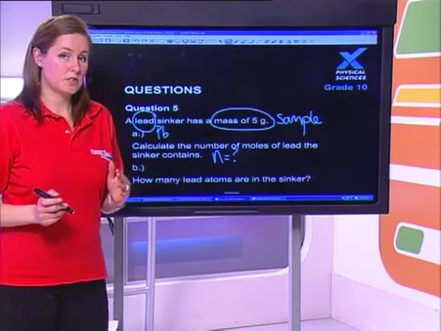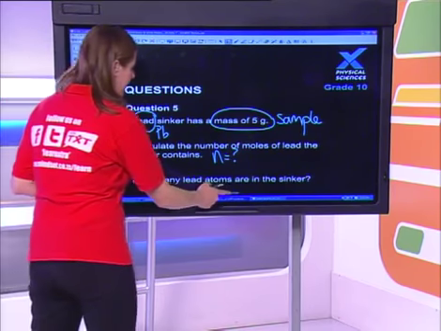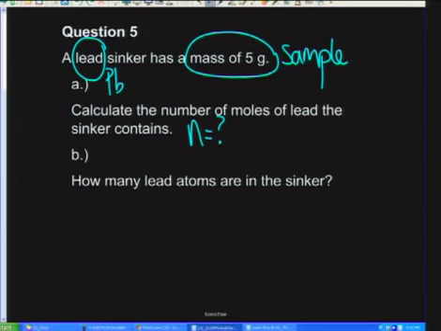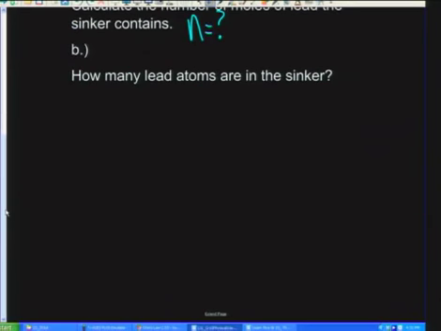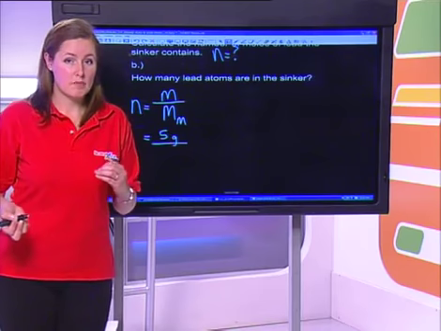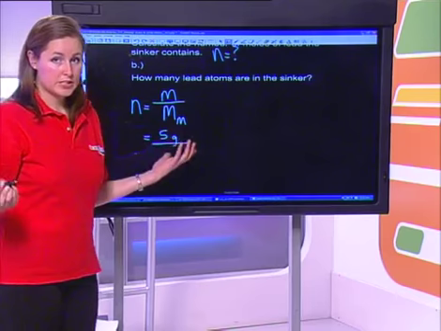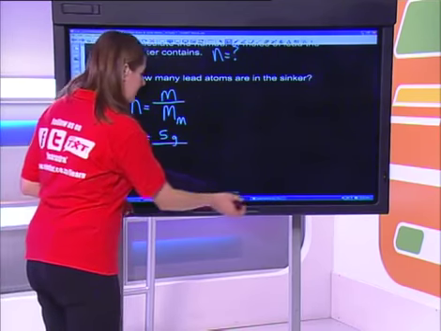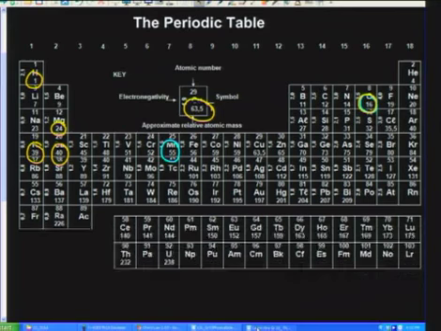Well, that's pretty straightforward. Let's give ourselves some room here. The number of moles is equal to the mass divided by the molar mass. I have the mass as 5 grams, but I want to divide that by the molar mass. This is for lead, which is lead metal, which is on the periodic table, so let's go and find it. It would be down here, Pb 207. There it is.